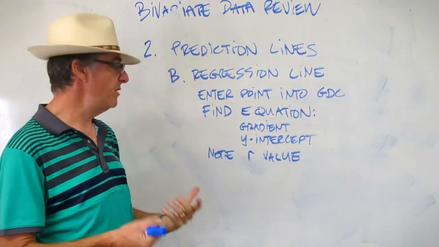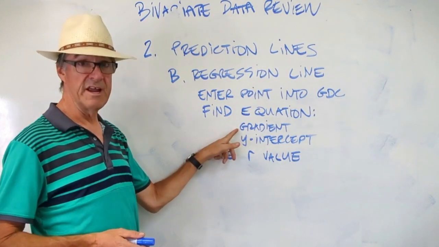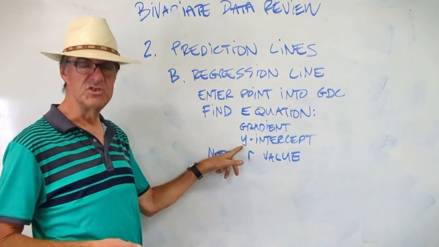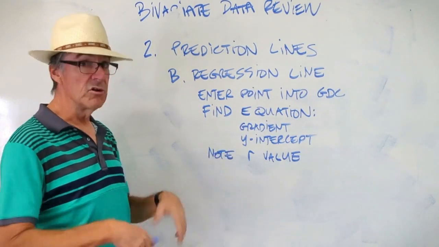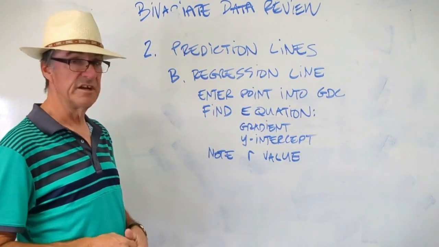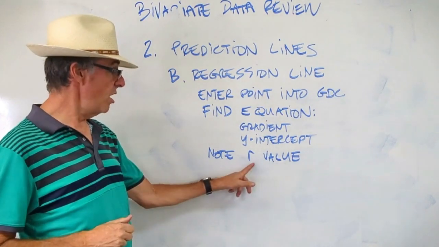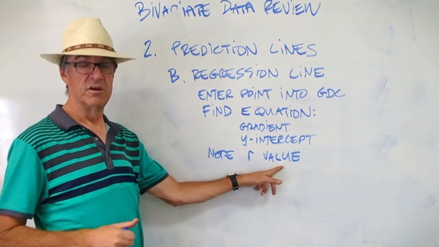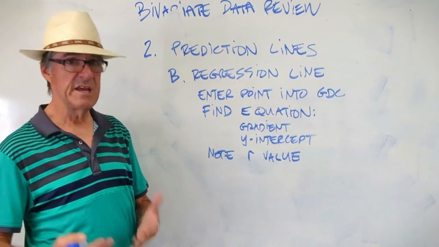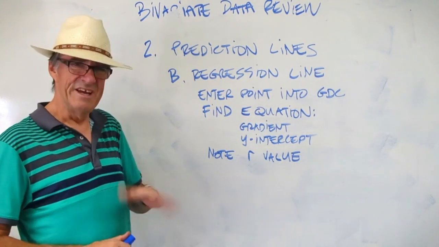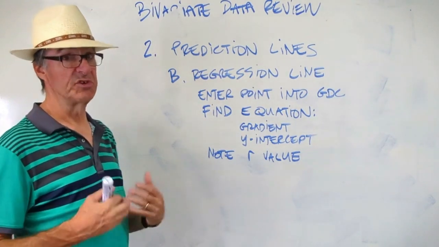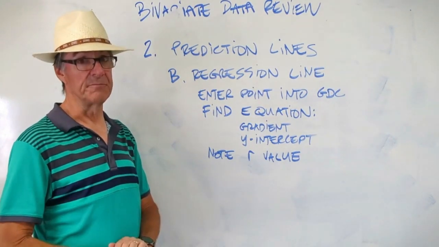Pressing through the menus and the buttons, it will give us the gradient, which is usually denoted by the letter M, and the y-intercept, which is usually the letter B. And that'll give you your equation. You can write that down right from your calculator. While you're in there, you also want to grab your R value, because if that's a low number, then your confidence about making predictions based on this correlation is not really high. You want to have a moderate to a strong correlation.